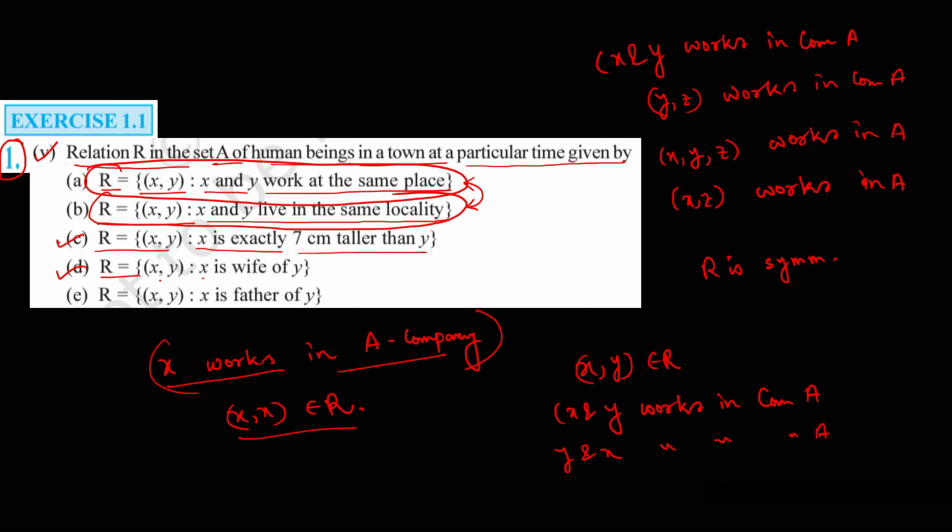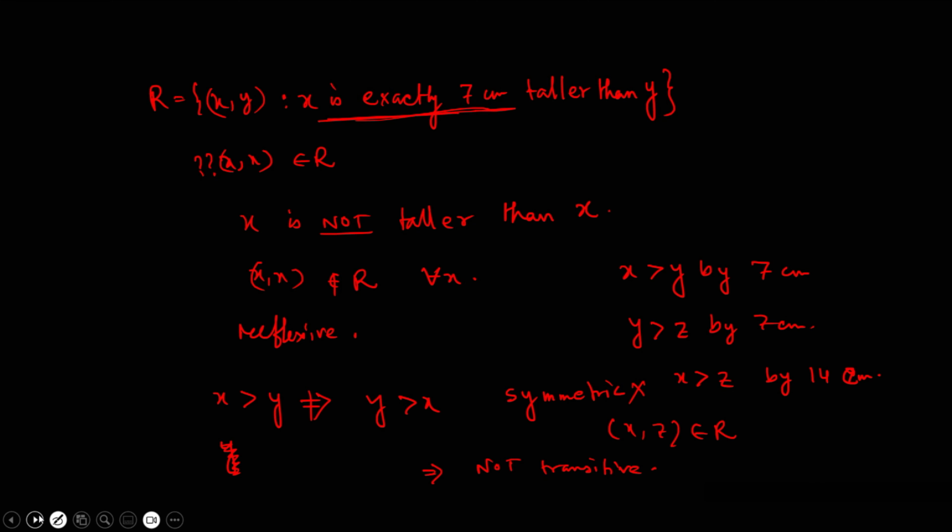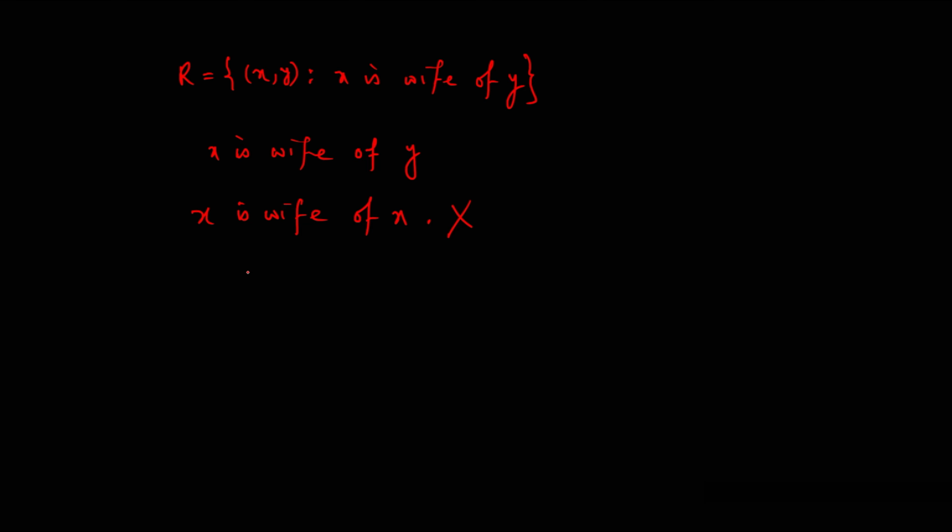So next, D, R = (x, y) such that x is sister of y. And this is also similar. Question number E, R = (x, y) such that x is father of y. These two are also exactly the same. So R = (x, y) such that x is wife of y. If x is wife of y, then x is wife of x, this statement is absurd. So this is false. That means for all x belonging to some set, (x, x) does not belong to R. That means not reflexive.